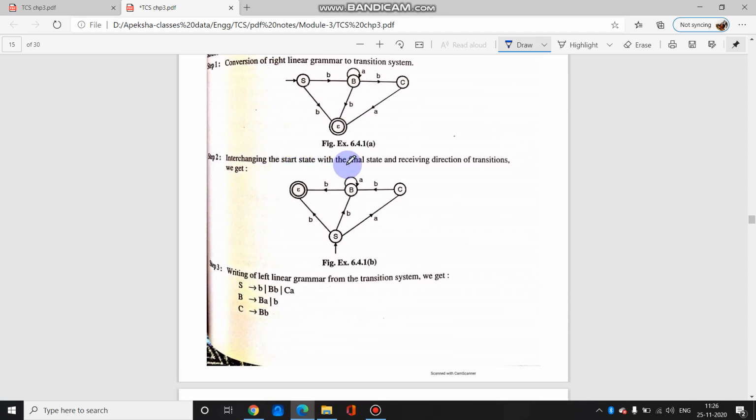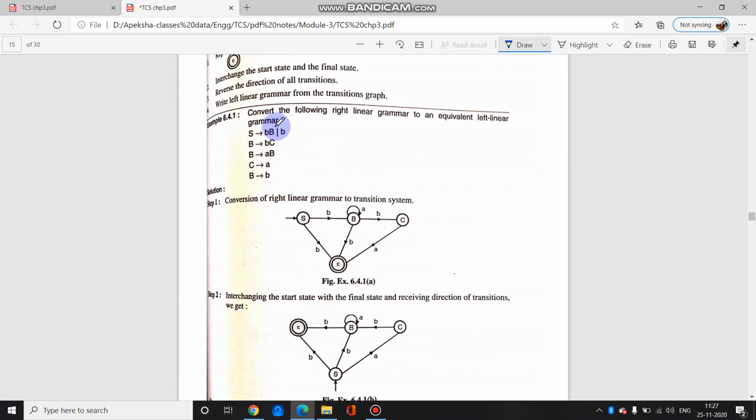Now interchanging the start state and final state. तो start state and final state का positions हमने swap किया है यहाँ पे and reversing the directions. Reversing है, ये गलत लिखा है यहाँ पे. After reversing the direction, क्योंकि ये राइट लीनियर में था, इफ यू सी जो भी नॉन टर्मिनल सिंबल्स है वो राइट लीनियर पे है.